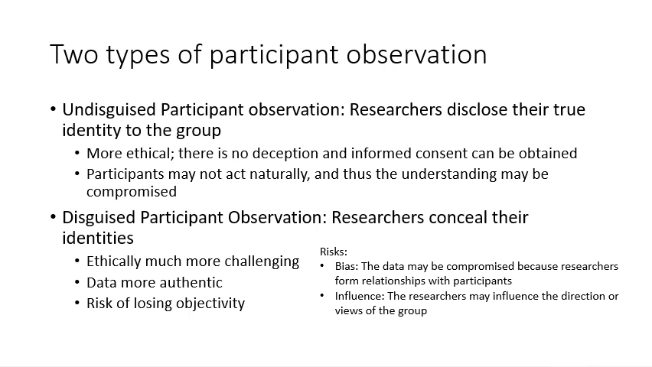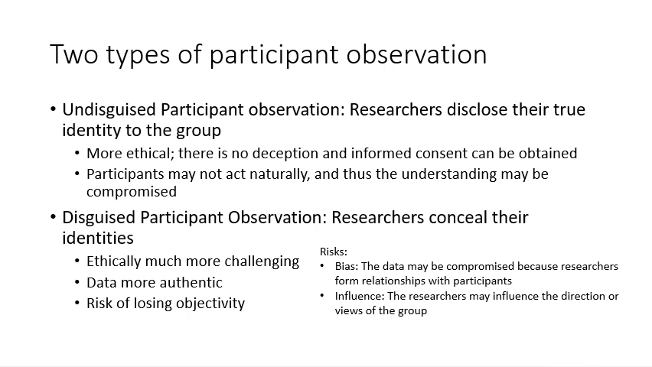So, as mentioned, there are two types of participant observation. One is undisguised participant observation, in which the researchers tell who they are and disclose their identity to the group. And that's more ethical. There's no deception, and informed consent can be attained. But of course, participants might not act naturally. They might hide things from you, and so you might not get as much information about the topic.